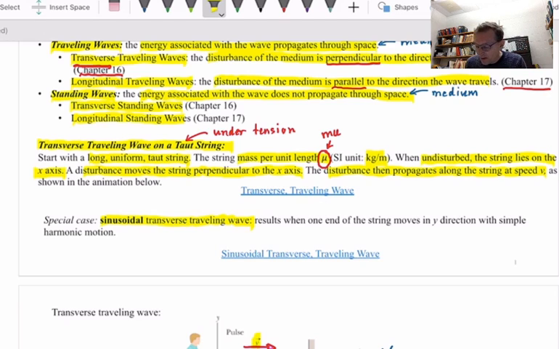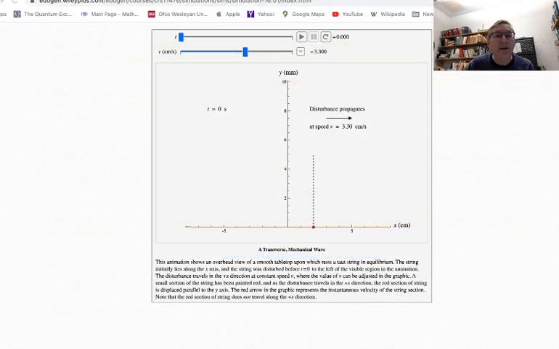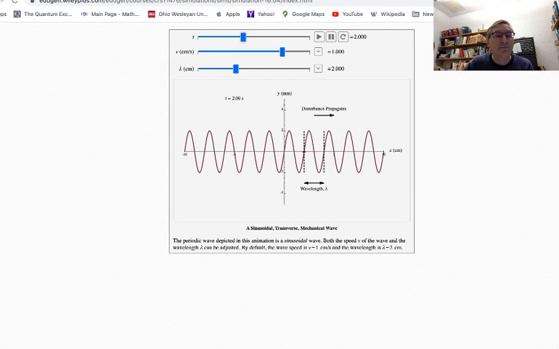That's what happens when one end of the string moves in the y direction with simple harmonic motion. I told you chapter 15 is going to be important because that's what we studied in chapter 15, simple harmonic motion. So let me show you a different animation of a sinusoidal transverse traveling wave. So I need to get over to Wiley Plus and change the animation. Okay, now what are we seeing?